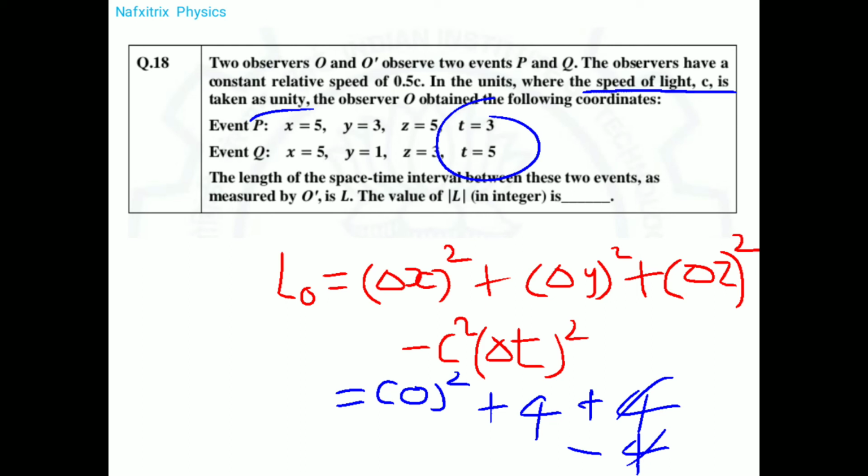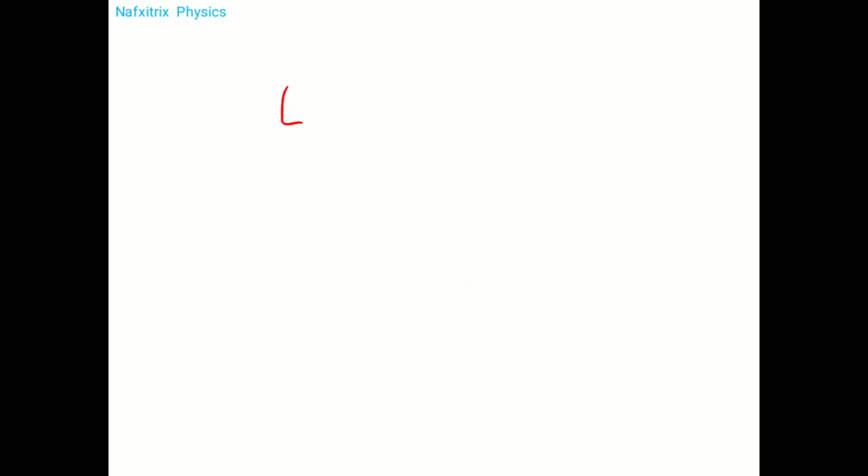Actually, here there is a mistake in the formula. So this is actually L square, because these are the dimensions of length square. So finally, what we would get is L naught square equals 4. Now if we take the square root, we would get L naught equals plus or minus 2. But here we want the modulus of L naught, so we take only the positive value.